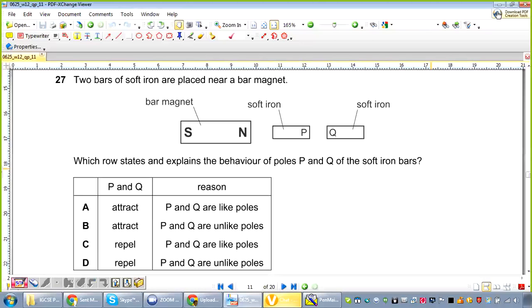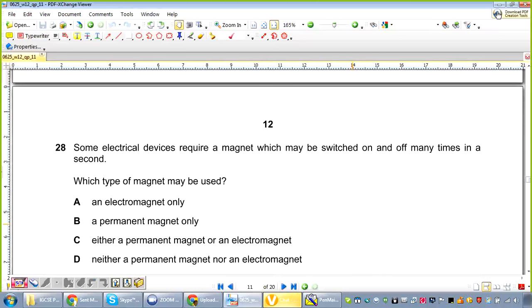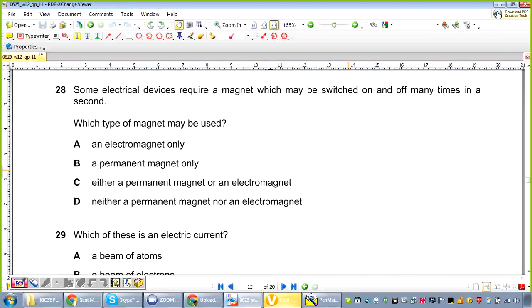B. It's correct. You guessed it, or you know it properly? North south, north south, north south. Okay. Some electrical devices require a magnet which may be switched on and off many times in a second. Which type of magnet may be used?